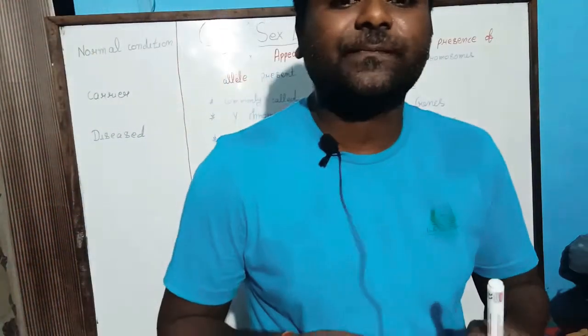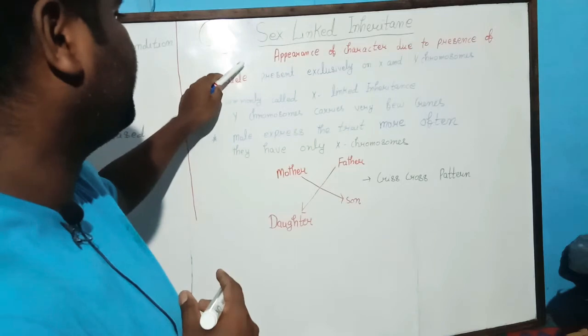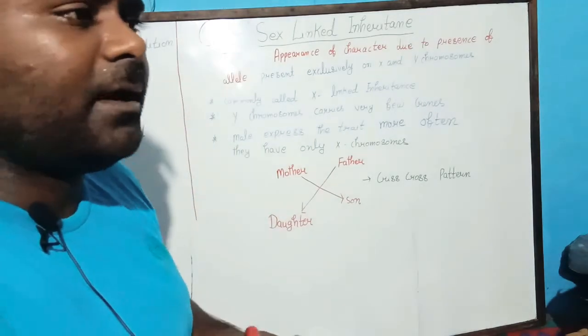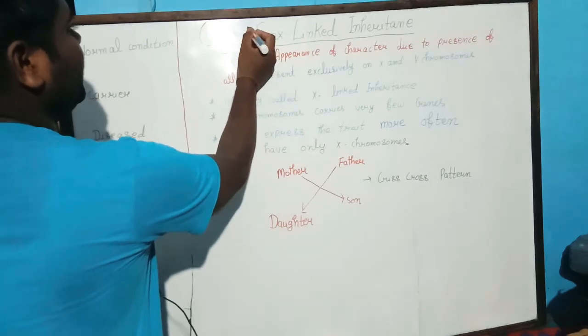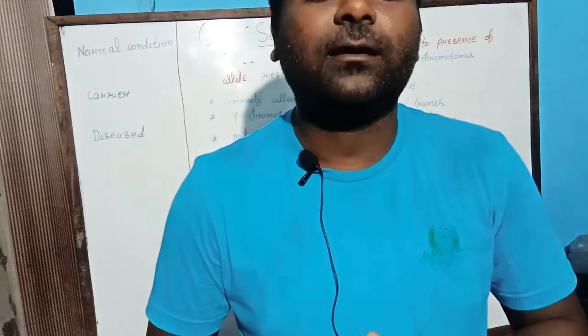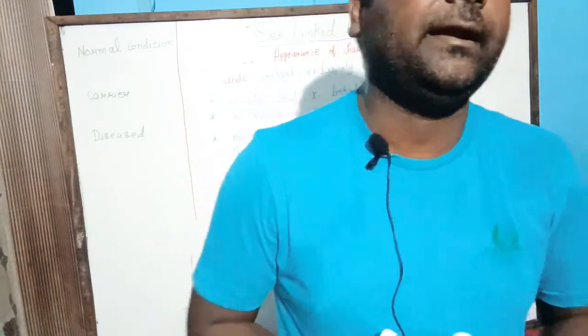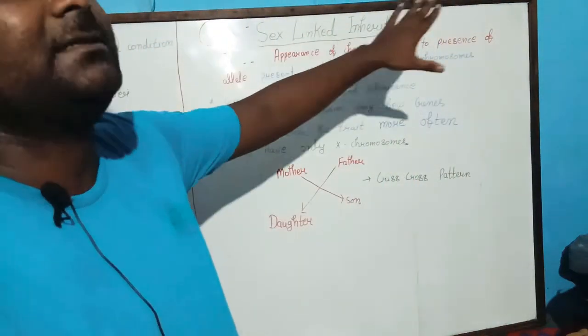Determination of sex is based on the sex chromosomes. In case of males we have XY, in case of females we have XX. So what we observe here is that X is present in both cases. It is present in the males and it is also present in the females. That is the first understanding we have to make, and we have to be clear about it. Then, let's define what sex linked inheritance is.